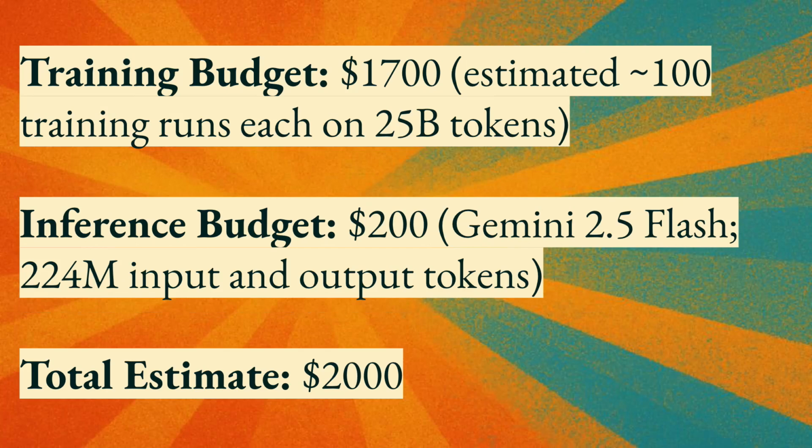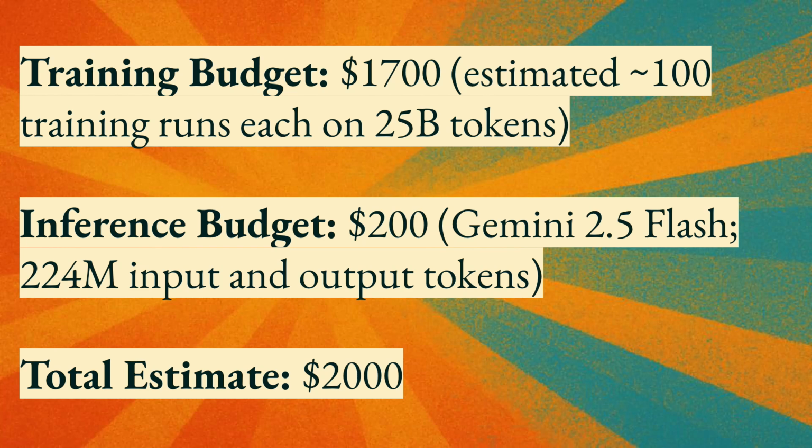The training budget is estimated on approximately 100 training runs. So I have 4 models, I have 7 learning rates, I have using QK layer norm and not, and then using Z-loss and not. And so those iterations together are about 100 training runs.